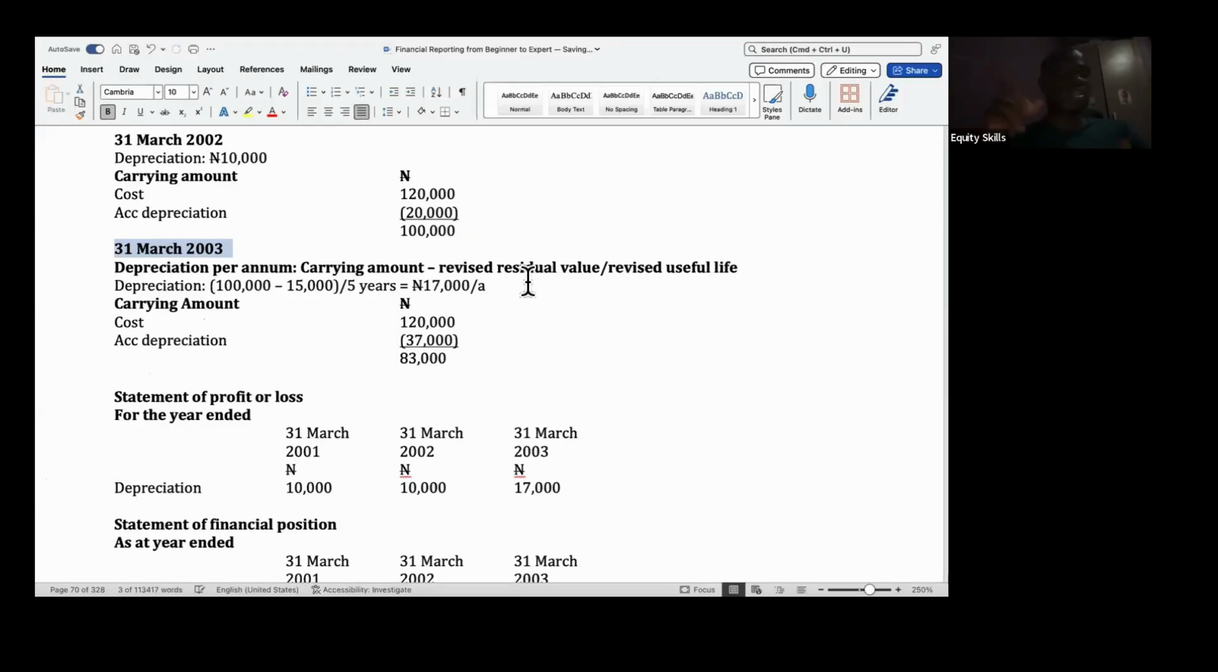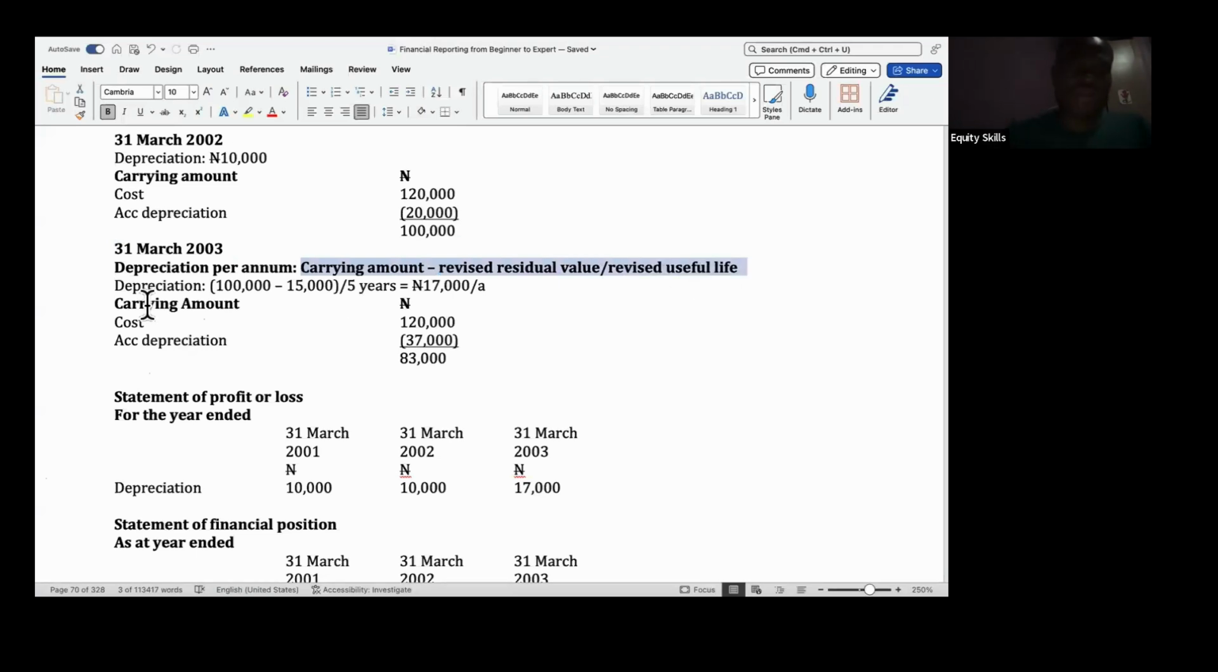That is what it will be. So in 2003, 17,000 per annum, 2004, 17,000, 2005, till the end of the life of the asset, 17,000, 17,000. Except if after some years again, they change useful life or they change residual value again, then depreciation will change again. And it's just the same formula that you are going to apply.